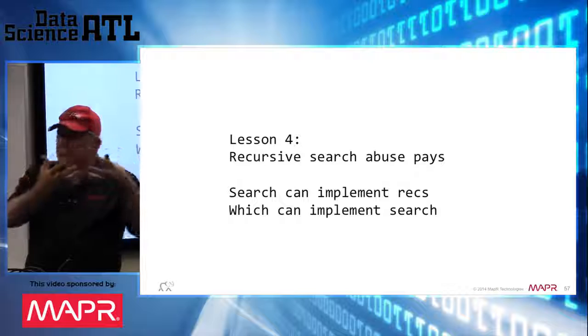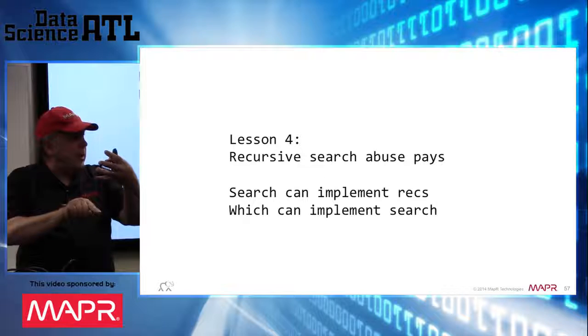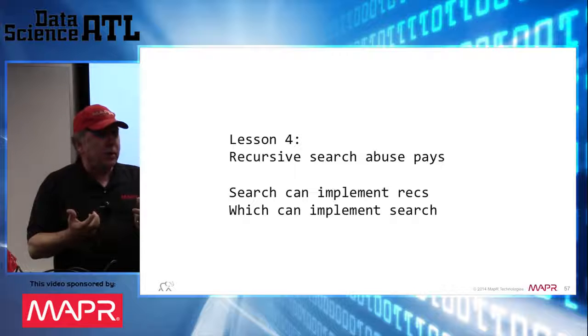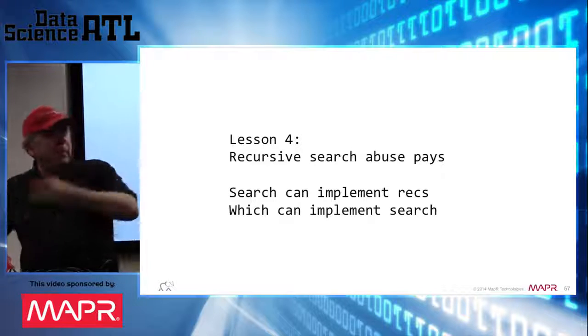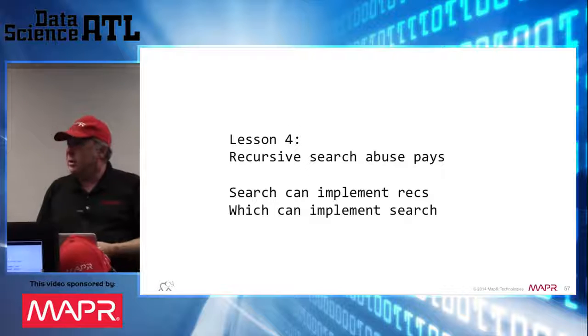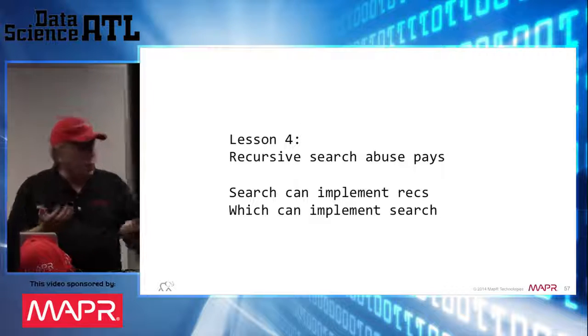I started out by abusing a text search engine and putting behaviors in it, and then the behaviors were text. So I was doing text search using a recommendation engine implemented on a text search engine. So this is definitely search abuse squared. And it worked really well.